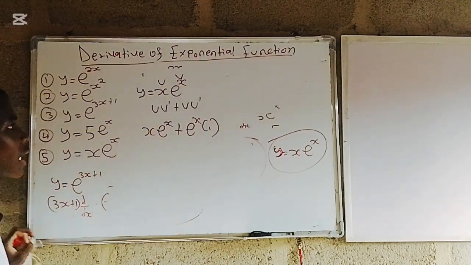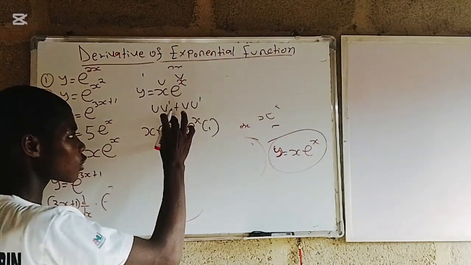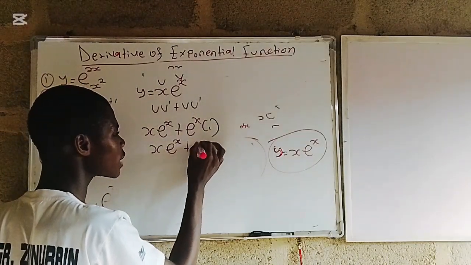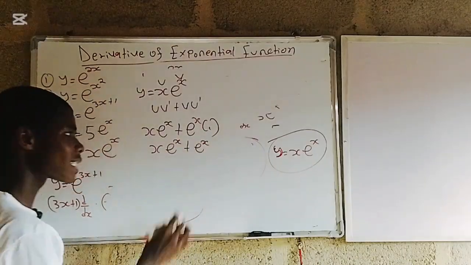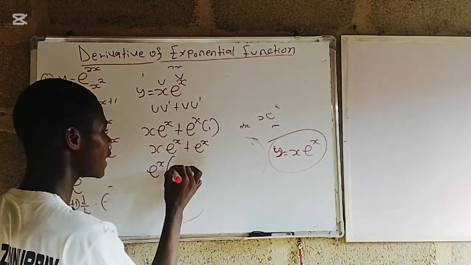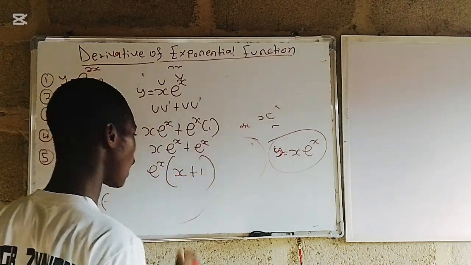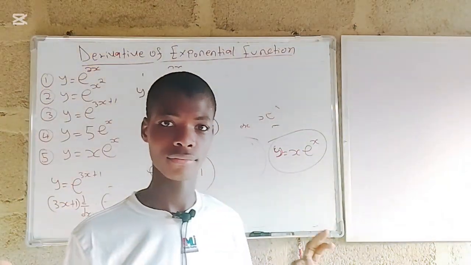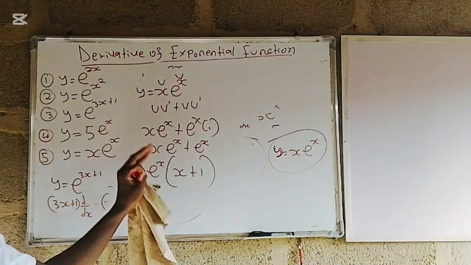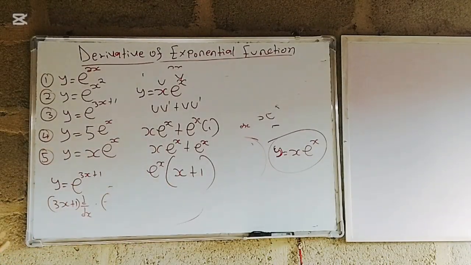So this is the same thing as, if I factor out e to the power of x, e to the x plus e to the x times x. This multiplied by 1 is e to the power of x. Factor out e to the power of x, outside: x plus 1. Bam. So that's all. e to the power of x, x plus 1.